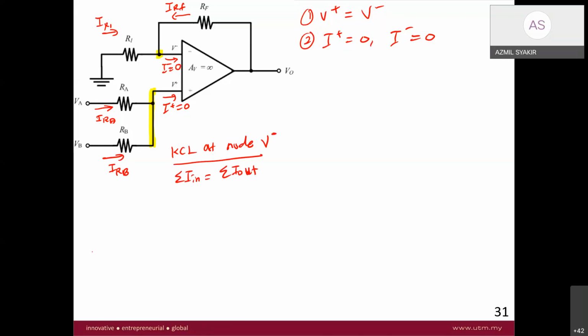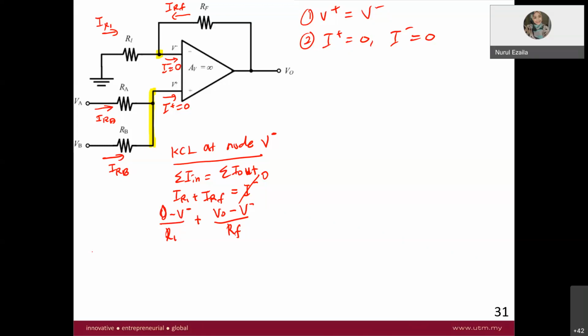IR1 plus IRF equals to? I minus. Yes, I minus equal to 0. Okay, write down what is your IR1 and IRF. IR1 is 0, ground, minus V minus, over R1. And IRF is V naught minus V minus over RF.